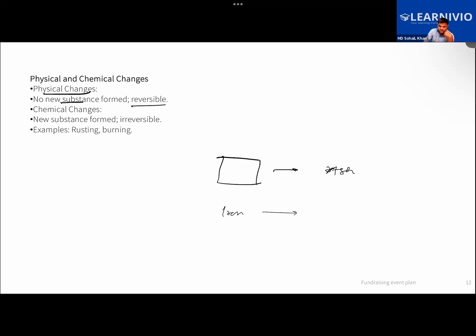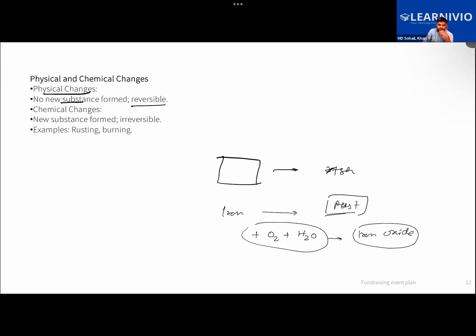When iron rusts, the rust has a completely new chemical composition. What has happened? Iron has reacted with the oxygen and the water present in the damp air to form iron oxide. And what is iron oxide? It is basically rust, no? Yes, it's basically rust. So in chemical changes, a new substance with a new chemical composition is formed. And in most cases, chemical changes are irreversible.